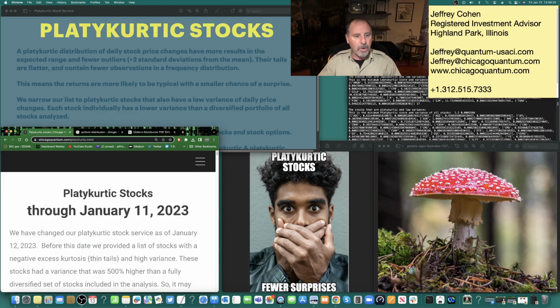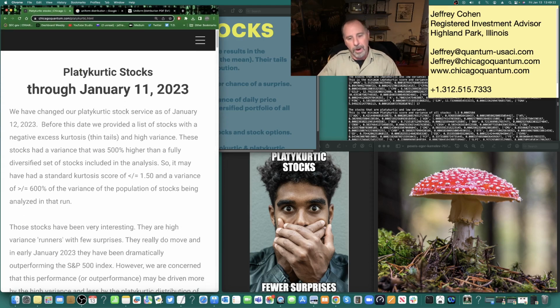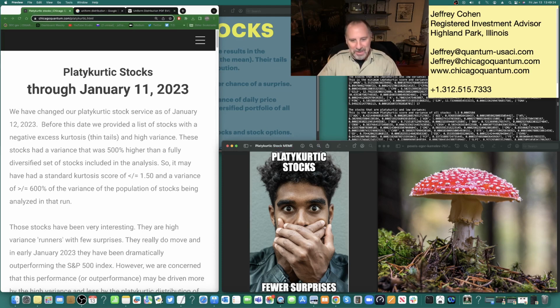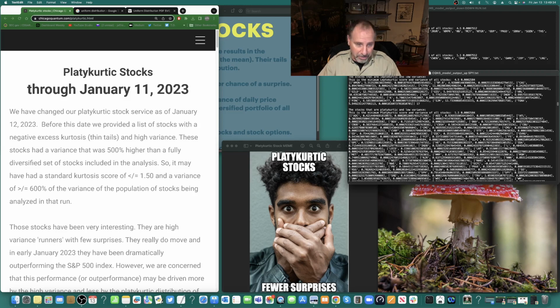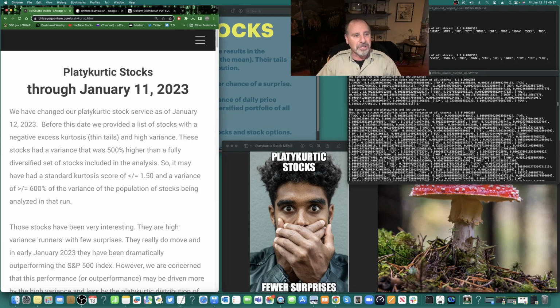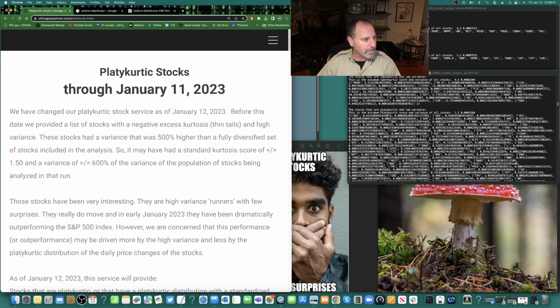And so I'll walk through in a minute what we talk about on our webpage. I made a meme. Here's a guy shocked: platykurtic stocks, fewer surprises, right? And then I'll show you the data that we've gathered from today's run last night, but I'm also going to show you what we publish on our website so you can see it.